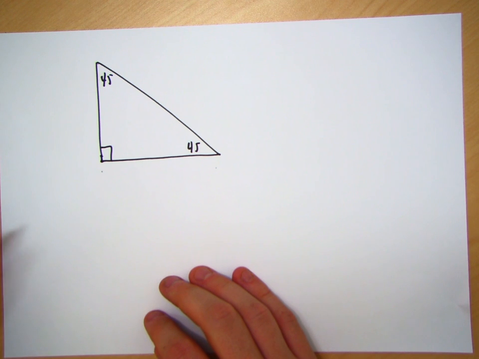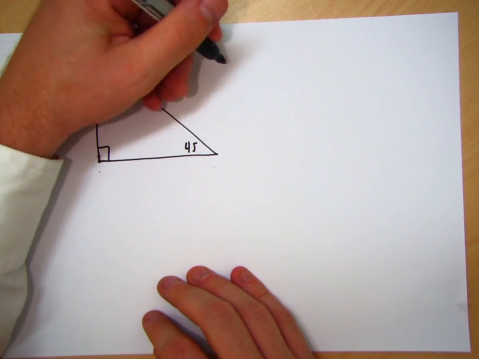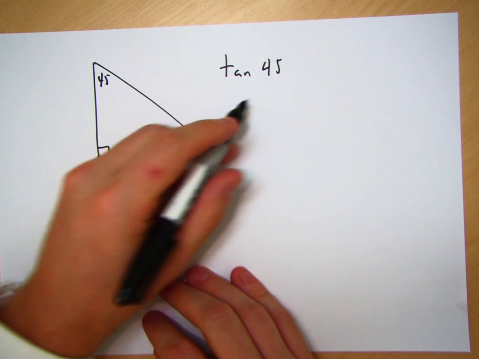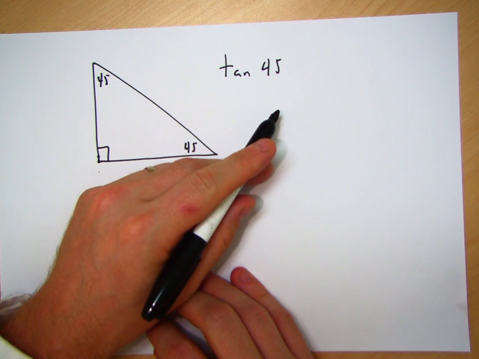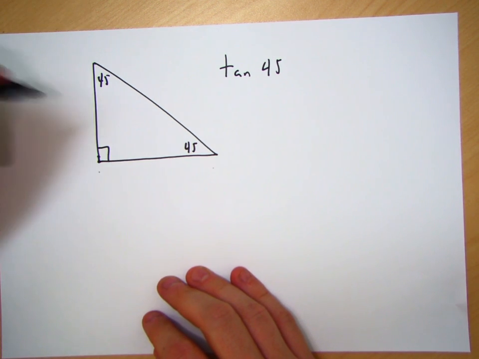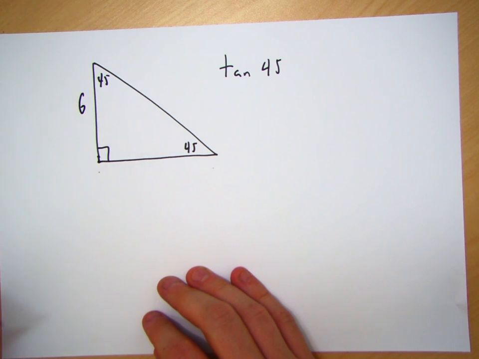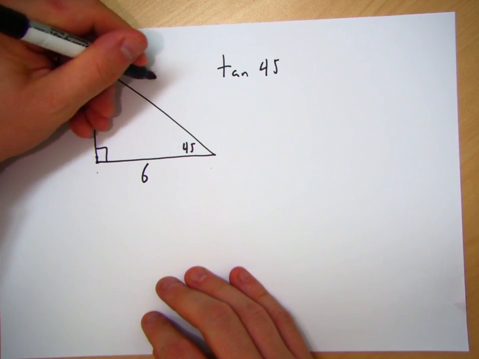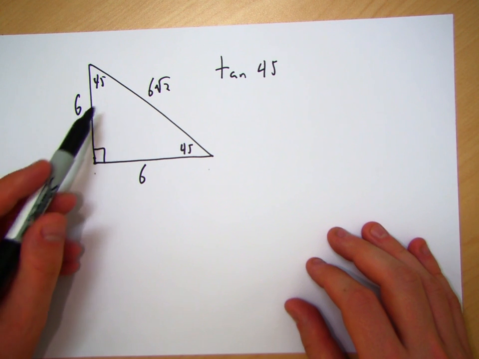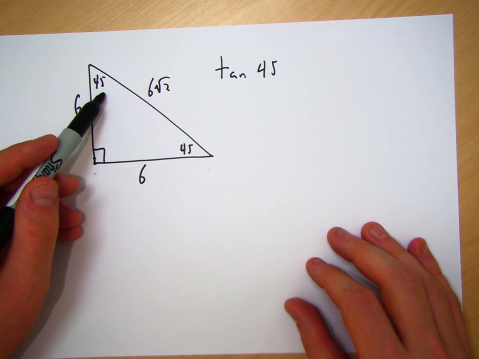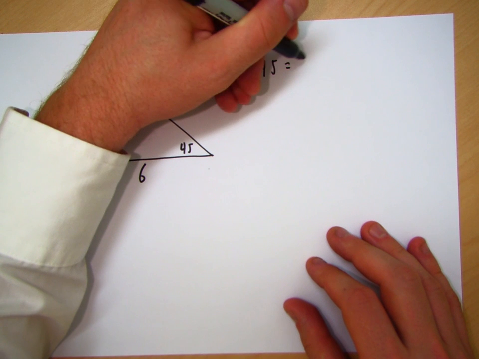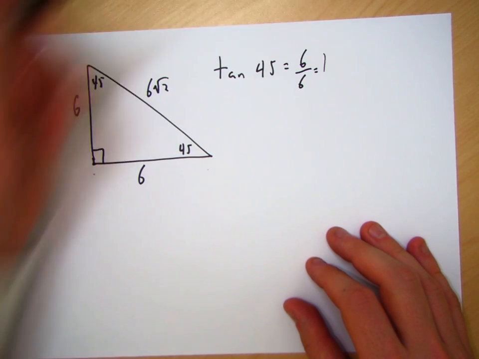We could say that the tan of 45 is going to equal something. I could punch this in on my calculator, and you'll get a number. But if we look at this one here, well, I'm just going to make up numbers and say that's 6, which means this is 6. And of course, this is 6 root 2. We learned that from before. But knowing the tan of 45, if I look at 45, opposite over adjacent would be 6 over 6, which is 1.